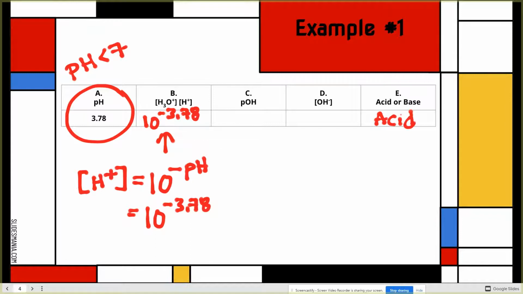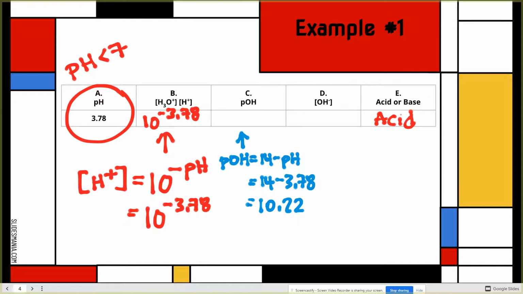So how do you get, guys, pOH? Since we have our pH, pOH is very easy. Look at your formula. This is 14 minus pH. And this becomes now 14 minus 3.78. You can get a calculator just to be sure. So get a calculator and you're going to say 14 minus 3.78. And I got 10.22. Okay, 10.22. So don't forget that.